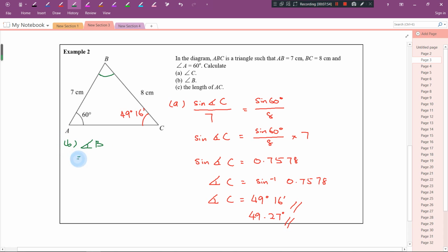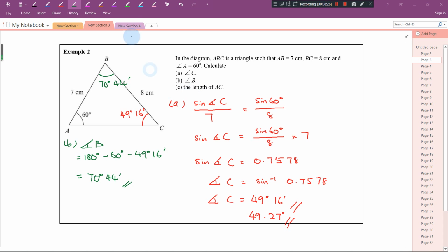Angle B is equal to 180 degrees minus 60 degrees minus 49 degrees 16 minutes. Okay, 180 minus 60 minus 49 degrees 16 minutes. So you should be able to get 70 degrees 44 minutes. Let me label it 70 degrees 44 minutes.